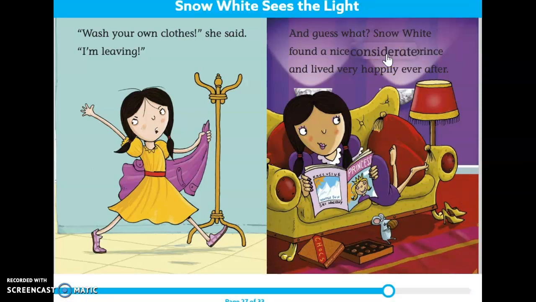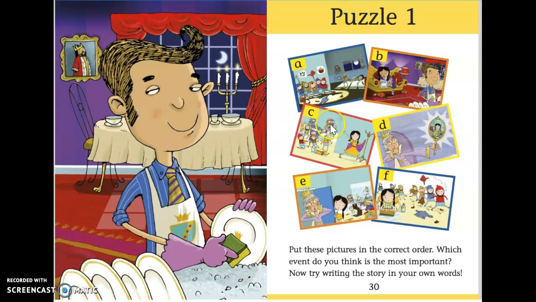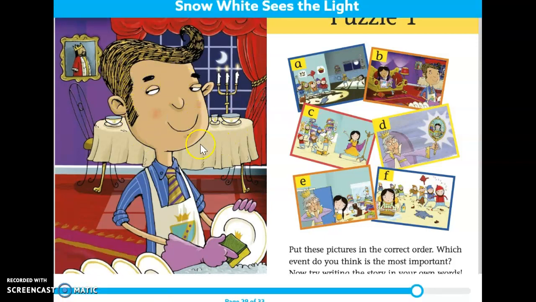Remember, guys, the word considerate is tending to consider things carefully. And this must be the prince. So now he can be one of the characters at the end, the prince.